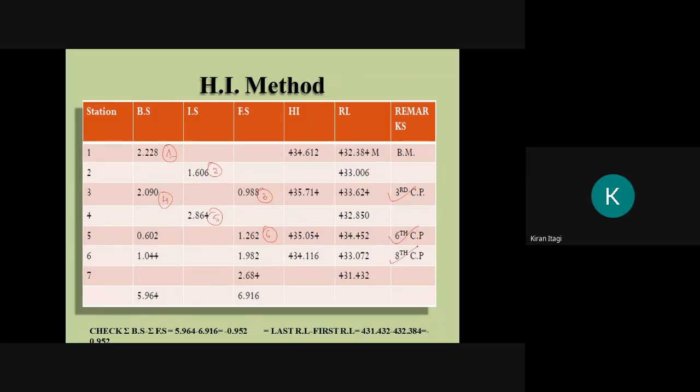Third, sixth, and eighth. Seventh one, eighth one, and always remember the last reading, 6, 7, 8, 9, 10. Always remember the first reading will be the back side and the last reading, okay, it will be the fore side. Fore side.